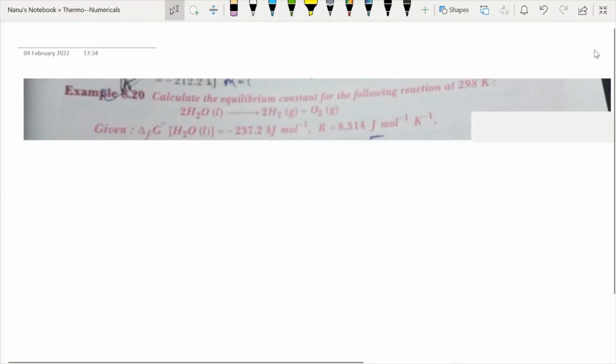Okay guys, sorry for this one, it's a bit hazy, but try to read it. Okay, you can read it very easily. Calculate the equilibrium constant for the following reaction at 298 Kelvin. Reaction is given. Del G of formation is given.